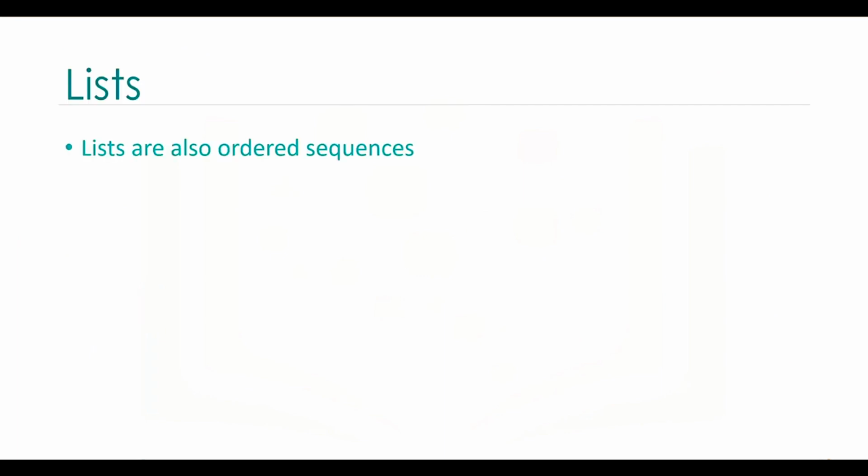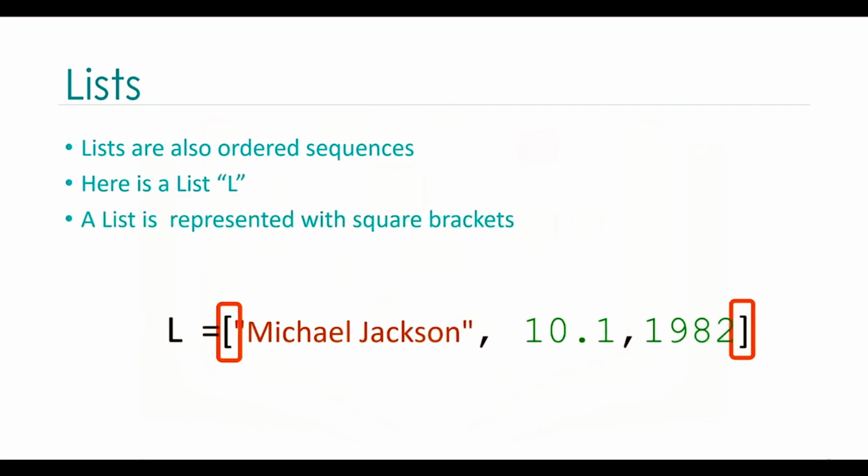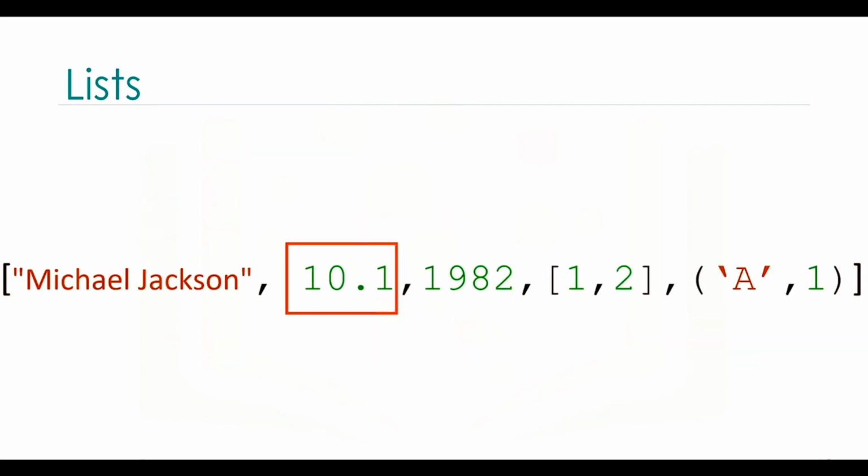Lists are also a popular data structure in Python. Lists are also an ordered sequence. Here is a list L. A list is represented with square brackets. In many respects, lists are like tuples. One key difference is they are mutable. Lists can contain strings, floats, integers. We can nest other lists. We also nest tuples and other data structures.